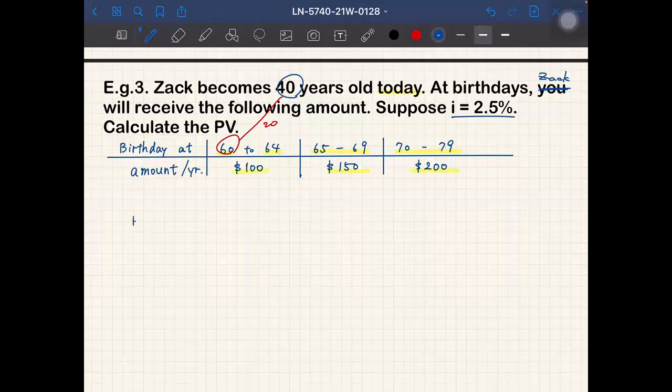We set the 40 years old at time 0. So the time unit is year, but t equal to 0 means 40 years old. Then time 1, time 2, up to 19, he will not receive any amount. At 20, he will receive $100.